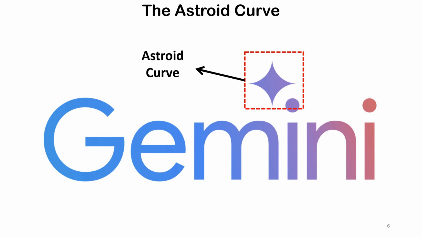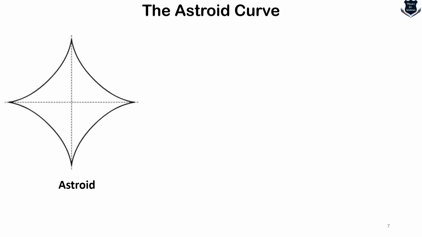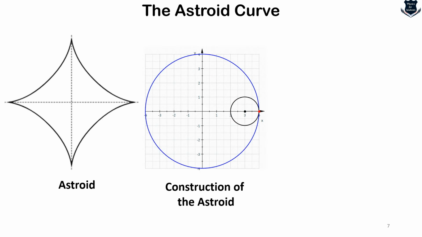So you have already seen this, but now that I am telling you, this is called the astroid curve, and why we are studying it will also become clear soon. This is an astroid curve, just like the Gemini logo, and this is basically the construction. I won't say it is a construction, but as you can see, the circle moves around and it traces the path of the astroid curve. This we will also look into.